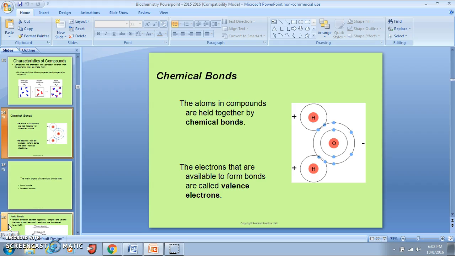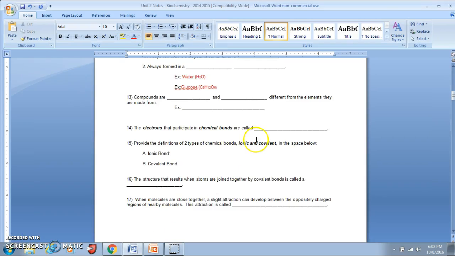In our next video for this lecture, we're going to talk about different types of chemical bonds. But before I forget, make sure that you fill in number 14 with valence electrons.